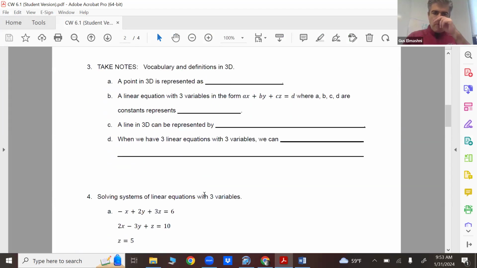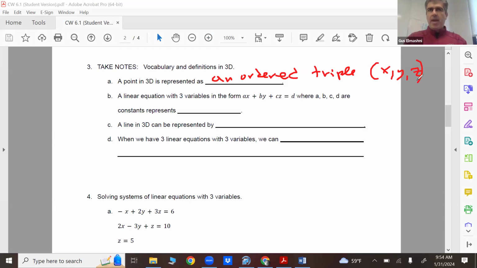Let's move on to over here. A point in 3D is represented as an ordered triple. It'll look like this: (x, y, z). So it's going to have an x coordinate, a y coordinate, and a z coordinate. A linear equation in 3 variables in this form could look like this. All these constants represent coefficients.